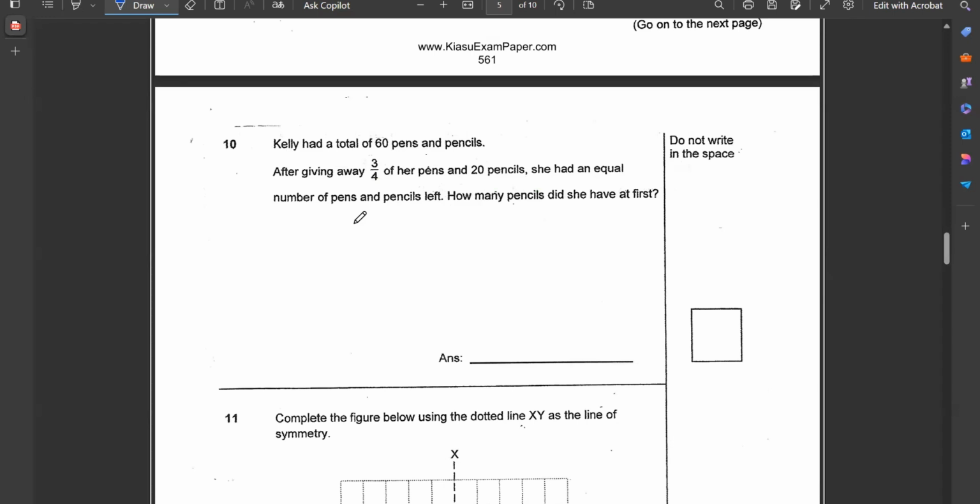When I begin my model, I will start with the 3/4. This will be the best information to start with, right? Because this 3/4 tells me the units for pens at first. After giving away 3/4 of her pens, that means your 4 units is her pens at first. So I'll start off with pens. I draw 4 units. Pencils, I do not know how many units, so never mind, let's leave it alone first.